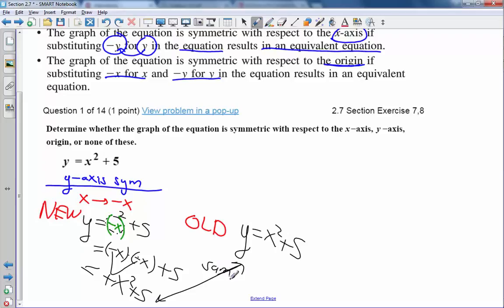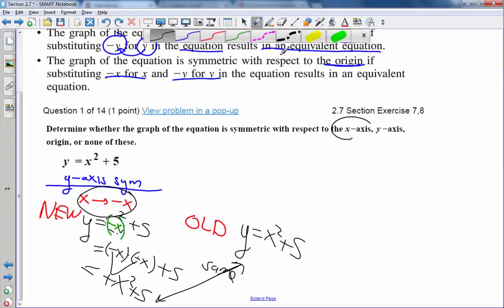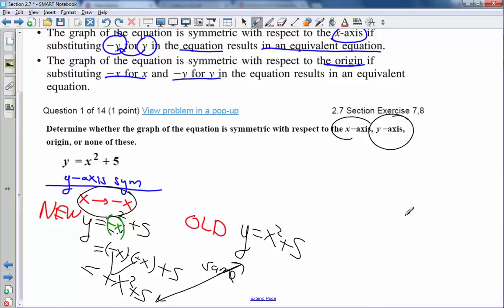If the new equation and the old one match, once you do this flip, what is the verdict? The conclusion is, what did you test? Y-axis, right? What do you say about y-axis symmetry? We do have it, the graph has y-axis symmetry, yes. Okay? Can it also have x-axis symmetry? Maybe. You need to test it. Let's do x-axis symmetry.